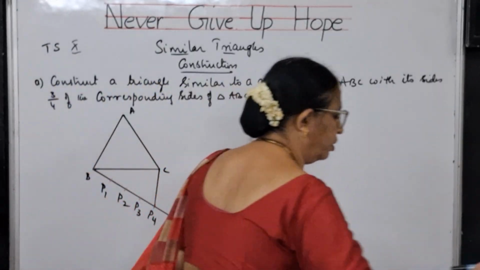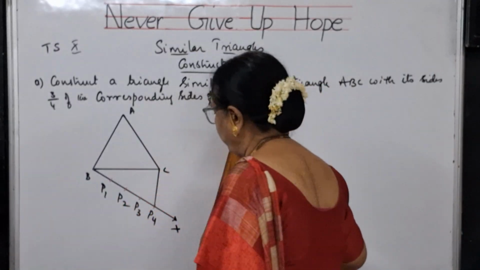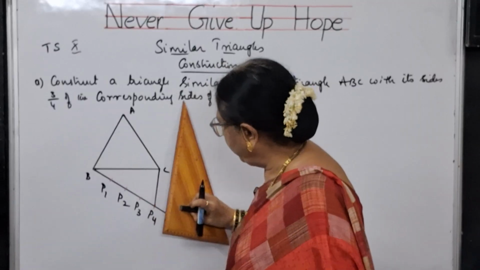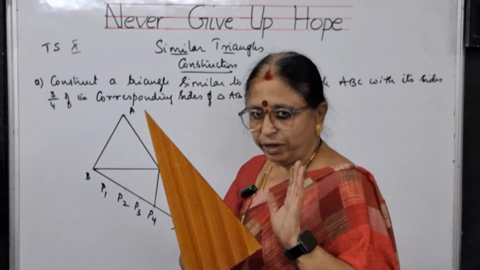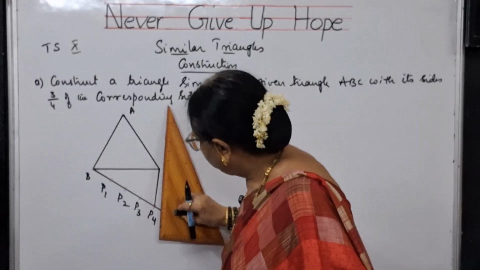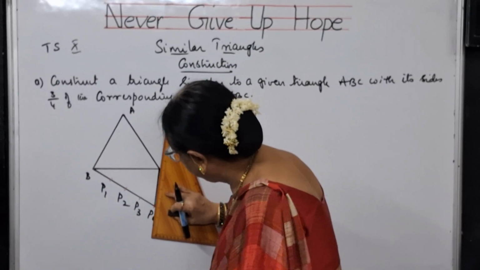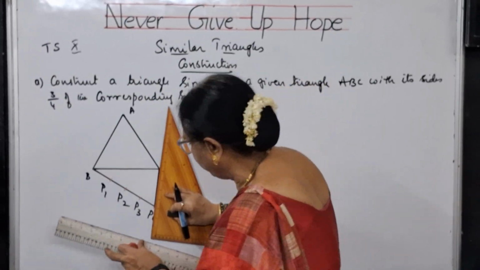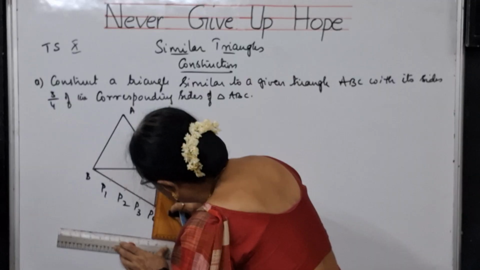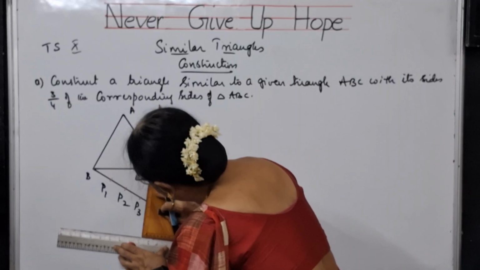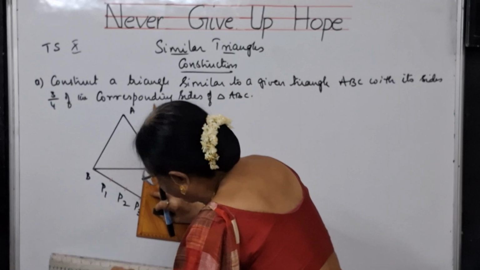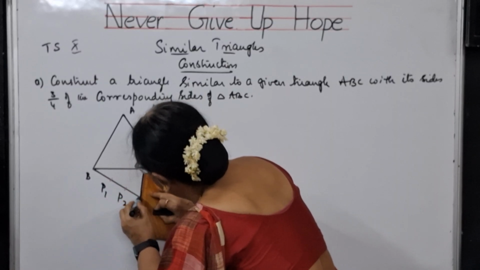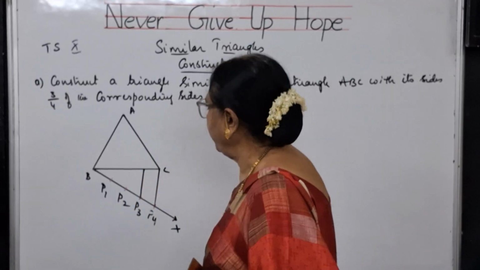So you have to draw a parallel ray through P3 upon BC, parallel to P4C. So you can take one set square, keep it like this upon P4C, and take a scale. You can take another set square or scale, whichever is convenient for you. Attach it like this and move it up to P3. So here I am removing the scale and I am drawing a line. This line is the parallel line.